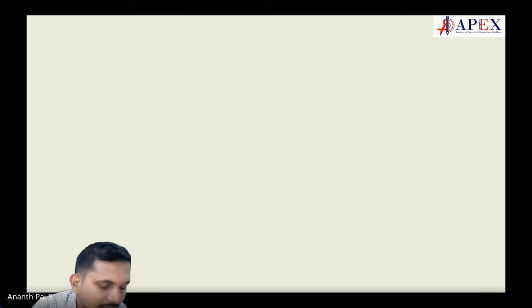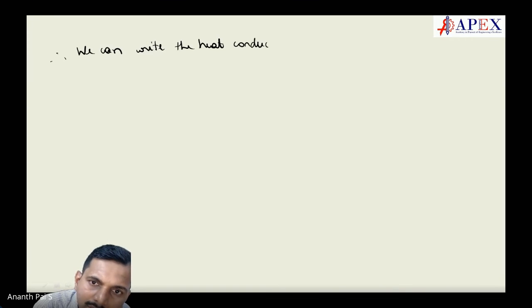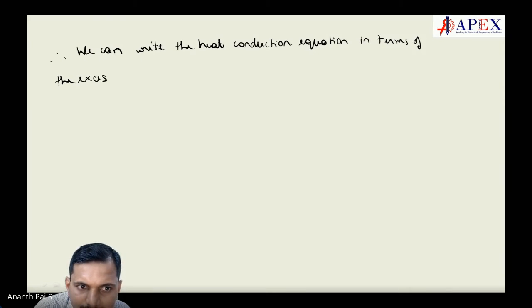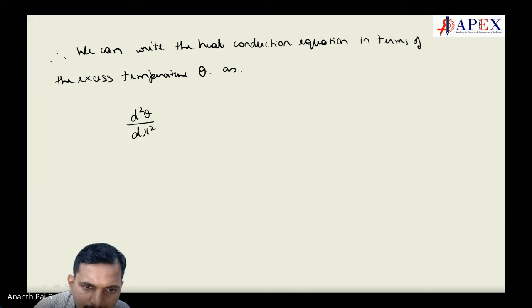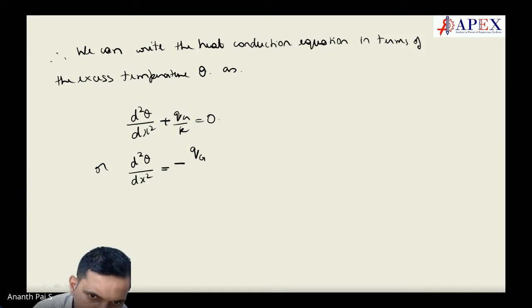Yeah. So therefore, we can write the heat conduction equation in terms of the excess temperature theta as d square theta by dx square plus qg by k is equal to 0, or d square theta by dx square is equal to minus qg by k. Sorry, qg by k, right?